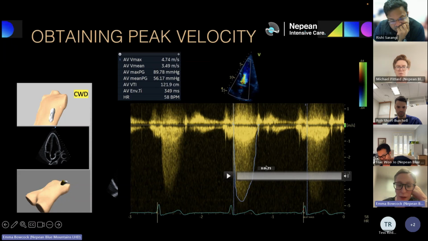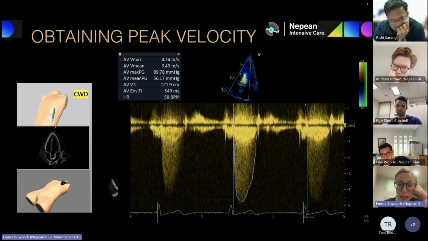So before I move on, this is the simplified Bernoulli, right? 4v squared. But how about if you had lots of turbulence leading up to the valve and your proximal velocity, say, was 1.7 or something. Does anyone know of any way that you can try and correct for that?